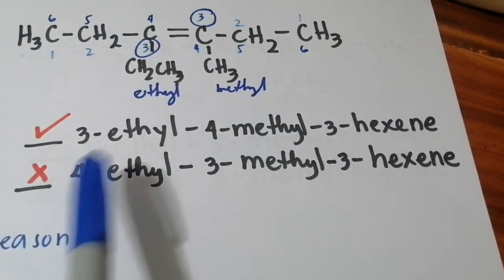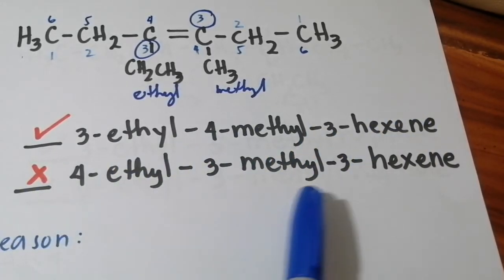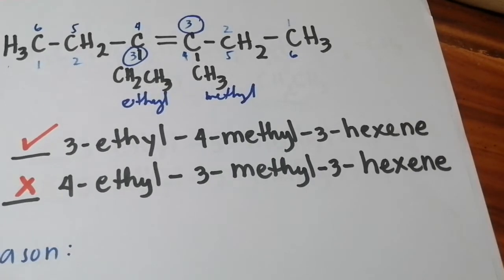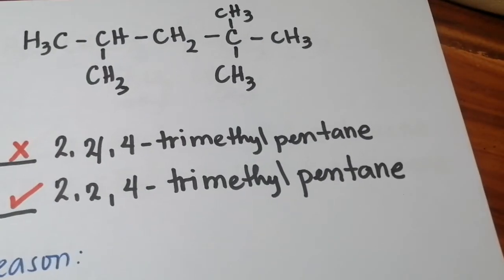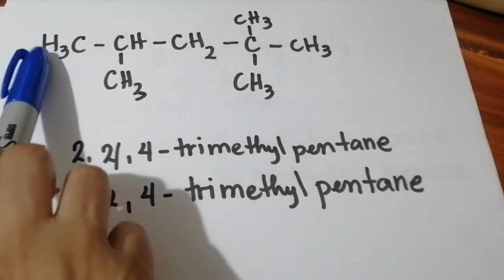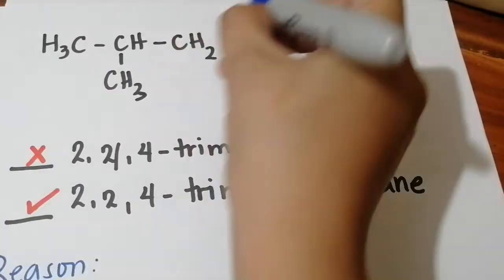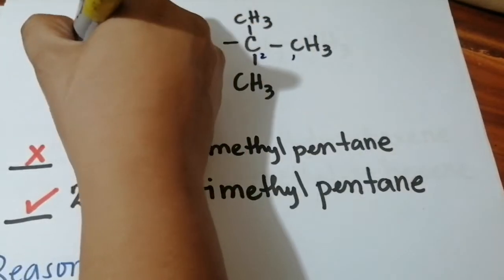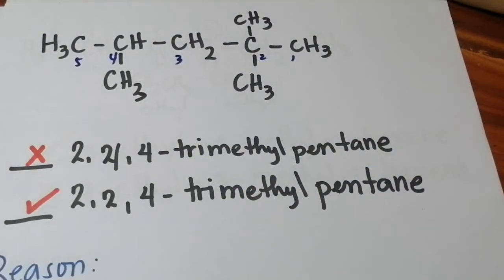That's why it's 3-ethyl-4-methyl-3-hexene, not 4-ethyl-3-methyl-3-hexene. Okay, next. Now, what if we have this? In this molecule, as you can see, this is just a straight chain again. And if we count this, we get 1, 2, 3, 4, 5. So it's pentane. Since it's an alkane, there's no double bond.